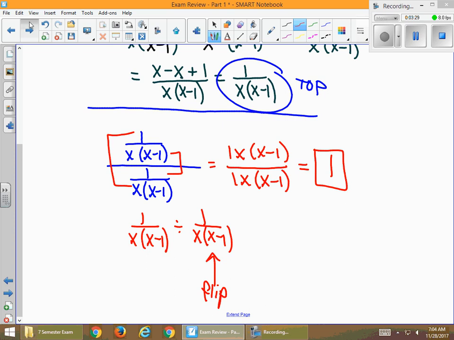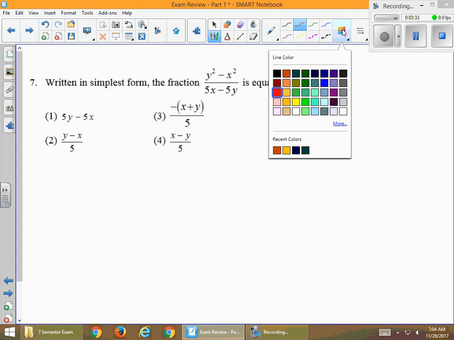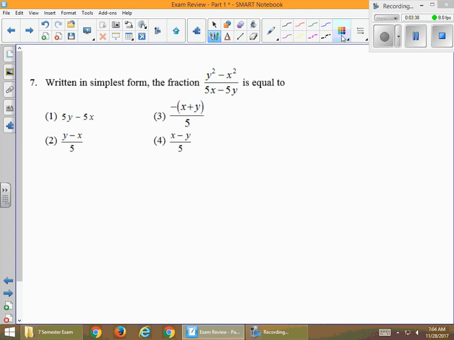Okay, you almost made it through the first section of your exam review. So we have a factoring problem to do next, factor and cancel. The thing that you need to be careful with this one is that you are going to end up with some terms that cancel. You're just going to need to factor out a negative. So y squared minus x squared is a difference of squares. So that's going to give me y plus x and y minus x.